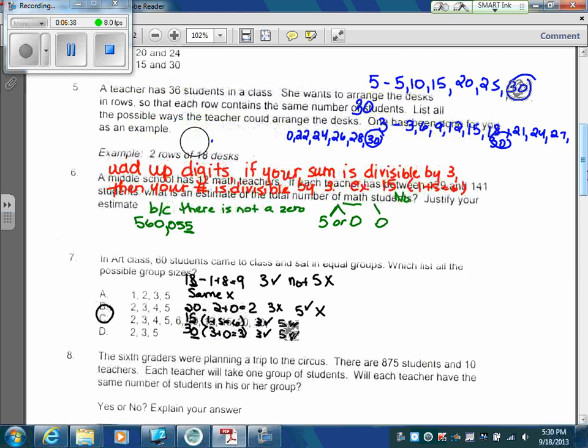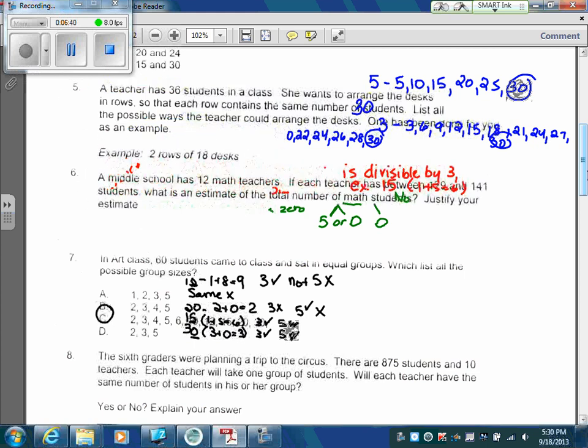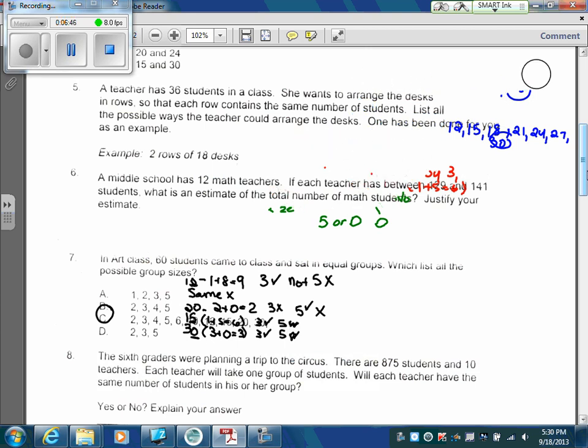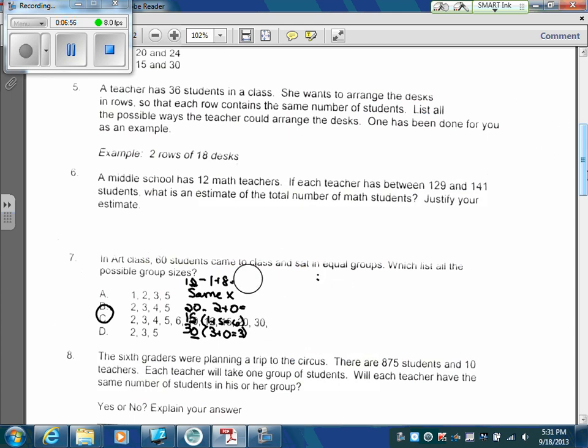Okay. Number 5 says, a teacher has 36 students in a class. She wants to arrange the desks in rows so that each row contains the same number of students. List all the possible ways the teacher could arrange the desks. One has been done for you as an example. So they gave you an example of 2 rows of 18.